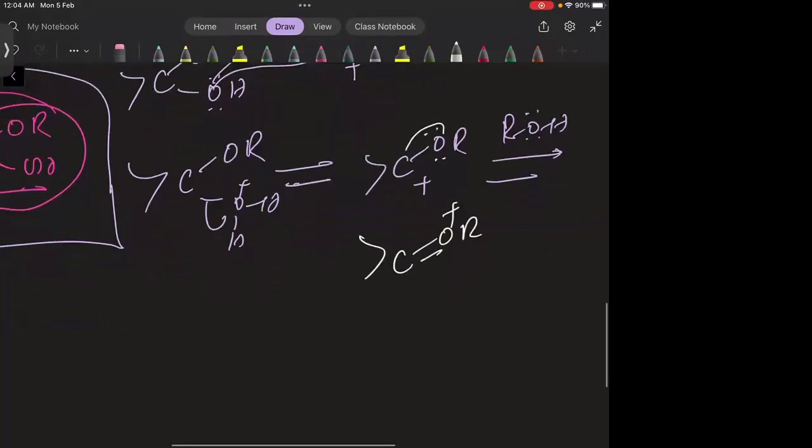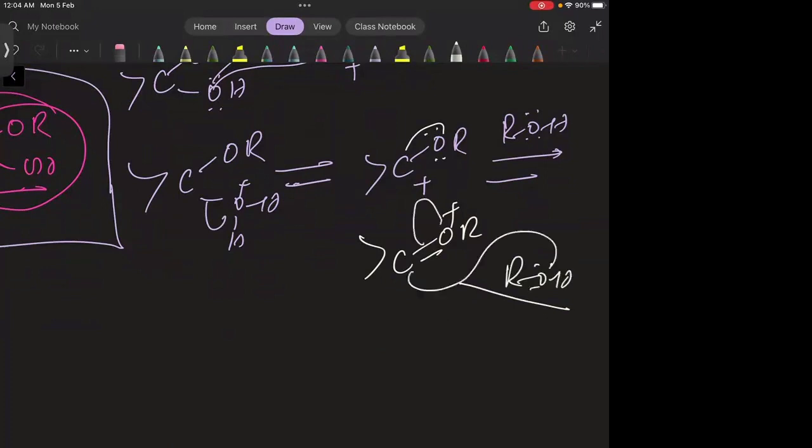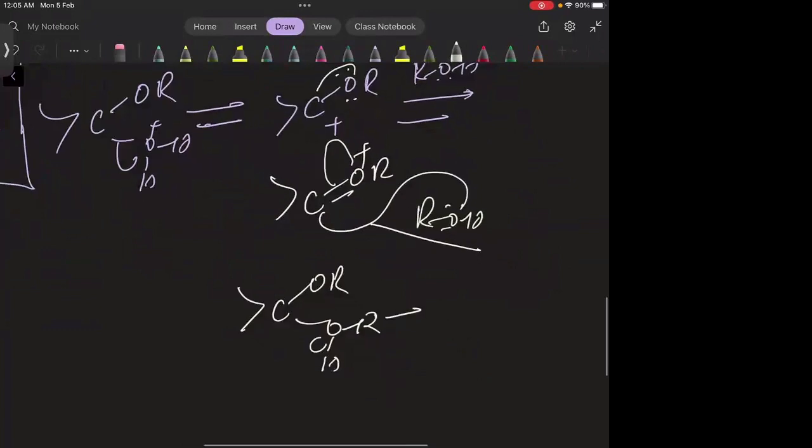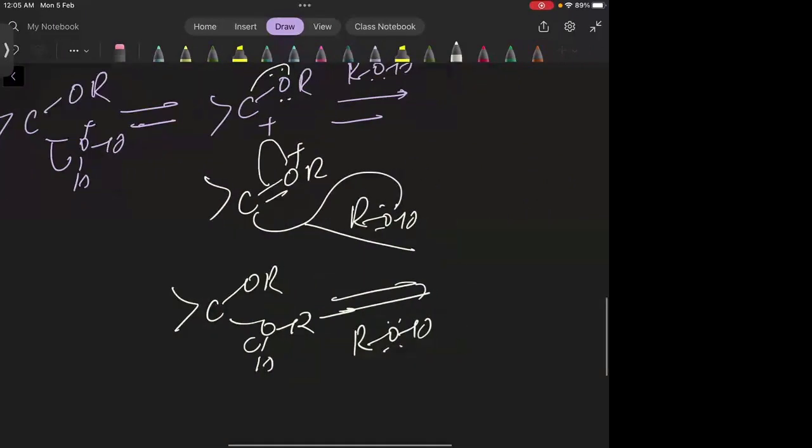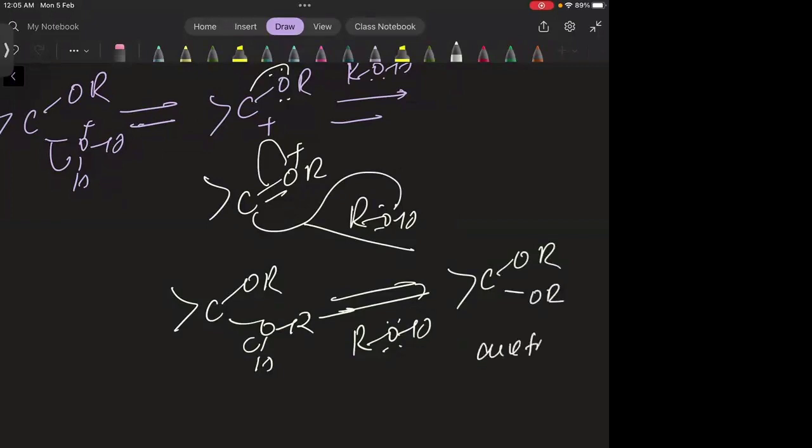Correct. So now when we take the ROH, this bond will shift here. That will attack here, and C(OR)(OH)(OR) will form. That will release the proton. But how will it release the proton? When we take the alcohol, then it will happen. Otherwise, it's not possible. And then it will form C(OR)(OR). That means acetals will form.